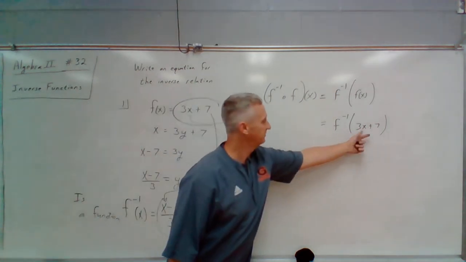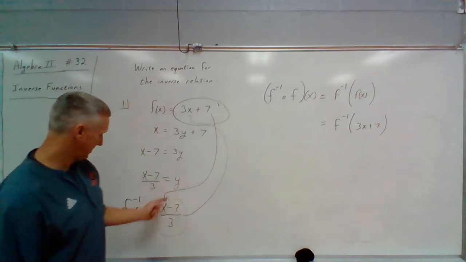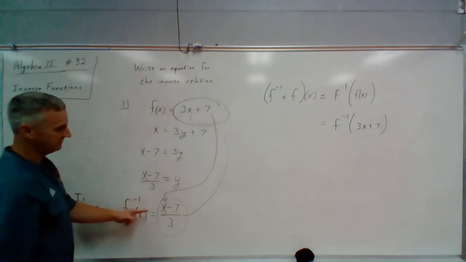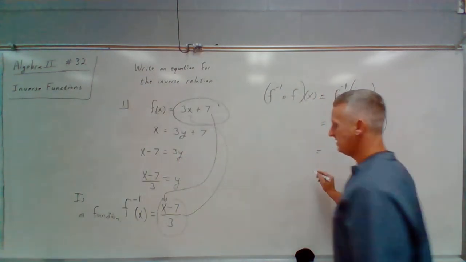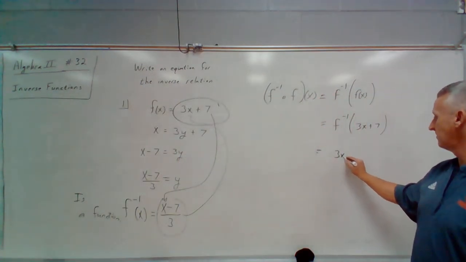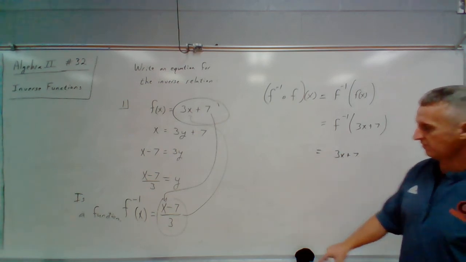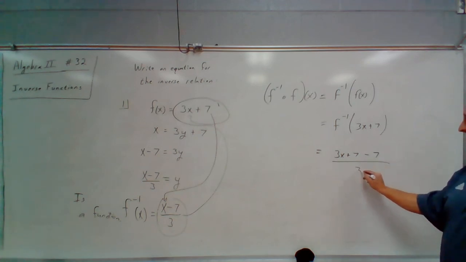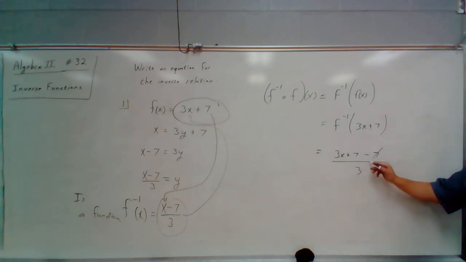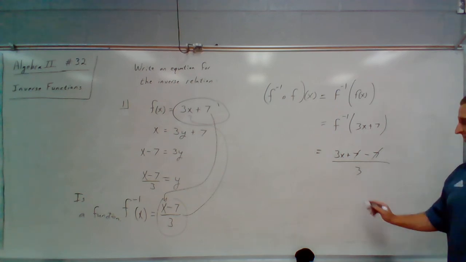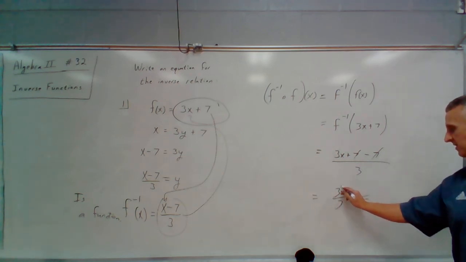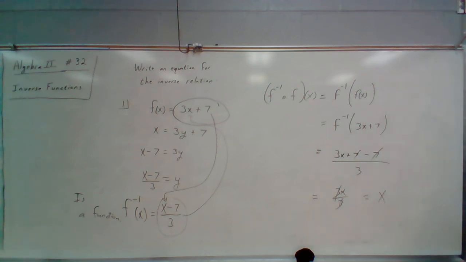f inverse of 3x plus 7 means we plug 3x plus 7 into the inverse function. So all of this goes right there. So that would be 3x plus 7, minus 7, all over 3. My 7's cancel, and I'm left with 3x over 3. My 3's cancel, and I'm left with x, just like you expected.